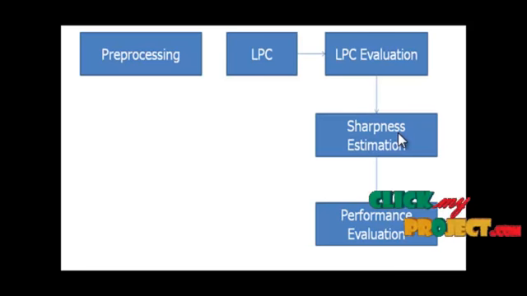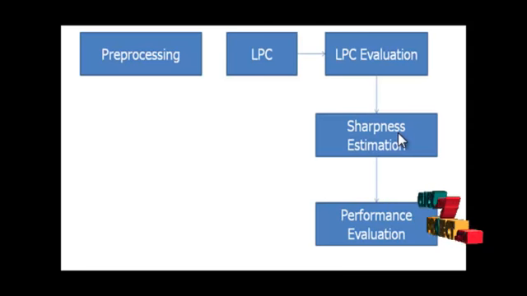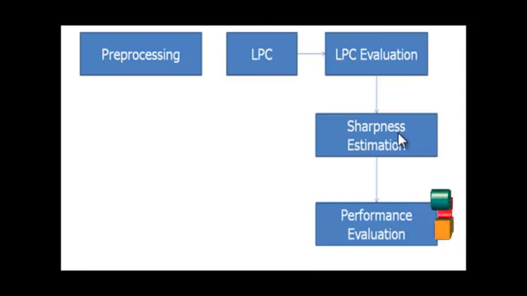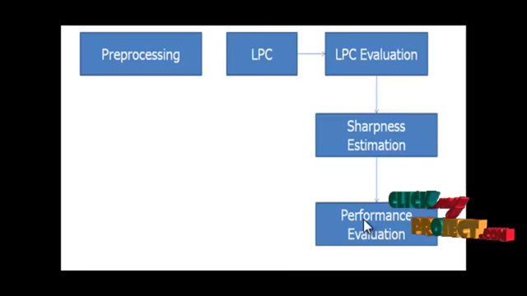In order to provide an overall evaluation of the sharpness of the test image, we need to pool the LPC map into a single sharpness index. An effect in subjective sharpness assessment is that humans tend to make their judgment based on the sharpest region in the image. The last block is performance evaluation.